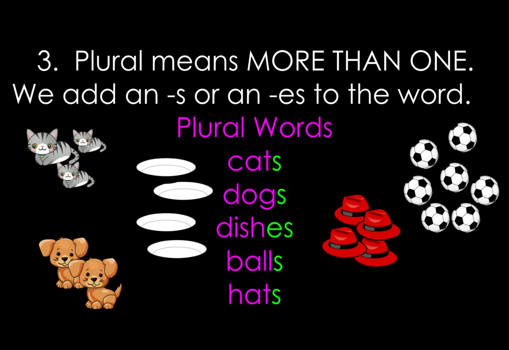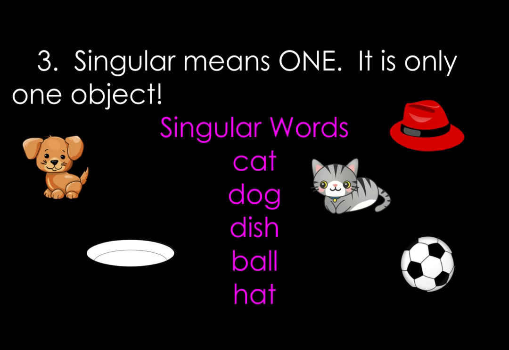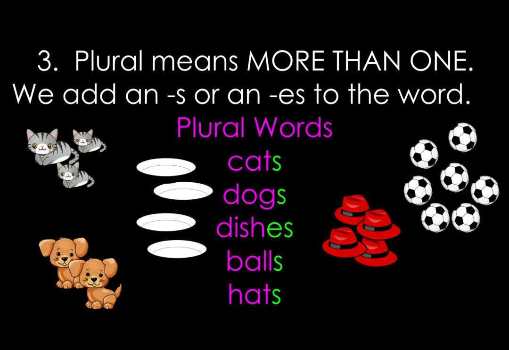We add an S or an ES to the word, and we're going to be looking at this next week about plural words. So we have cats, 3 cats. We have dogs, 2 dogs. We have dishes, 4 dishes. We have balls, 7 balls. We have hats, 4 hats. And so plural means more than one. If you notice, and we go back here, singular just means one. Plural means more than one. And we're adding that S or ES to words in order for it to mean more than one.